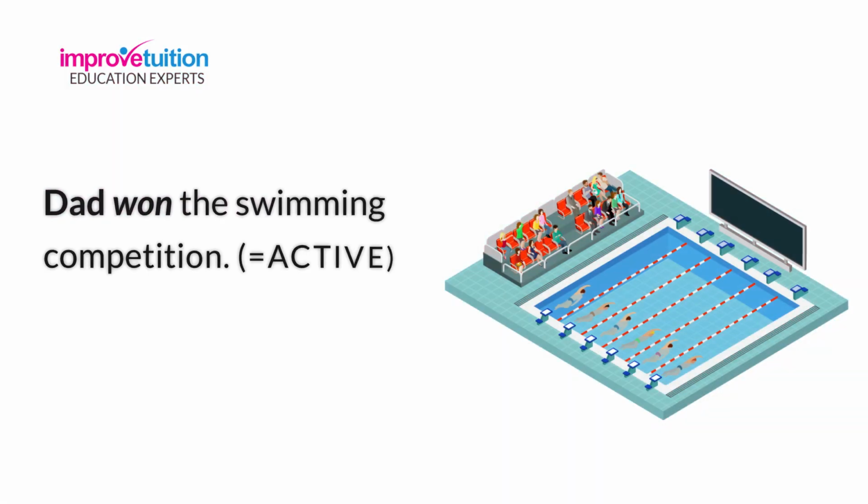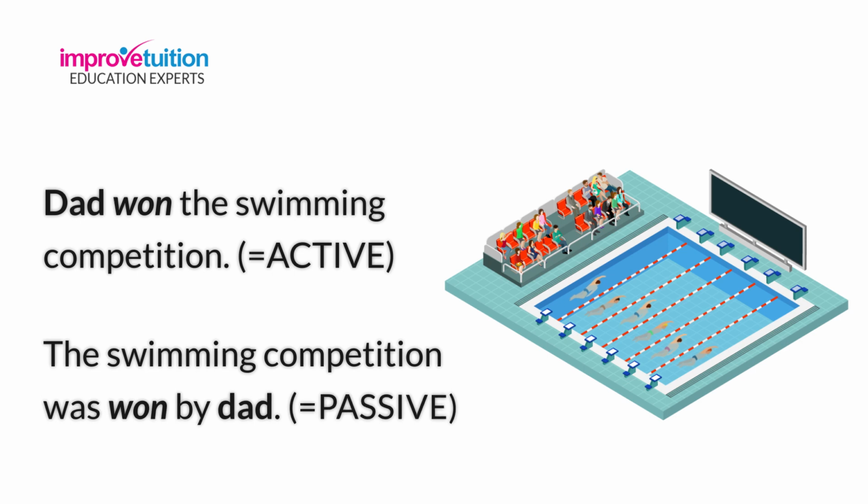Dad won the swimming competition. That's in the active voice. The swimming competition was won by Dad. Notice how the word swimming is now almost at the front of the sentence. And Dad, which was at the beginning of the sentence in the active voice, is now at the end of the sentence. So the elements are switching.